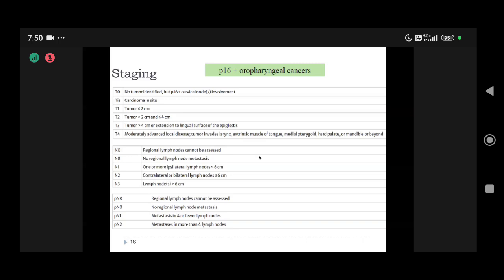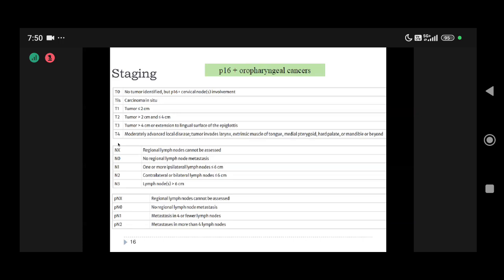Now, why this site has gained so much importance in the last decade or so is because even AJCC and UICC have started realizing that oropharyngeal cancer is not one bucket of diseases. There are two different biologies altogether. You can see that in AJCC 8th edition, where the oropharyngeal cancers have been divided into P16 positive and P16 negative malignancies.